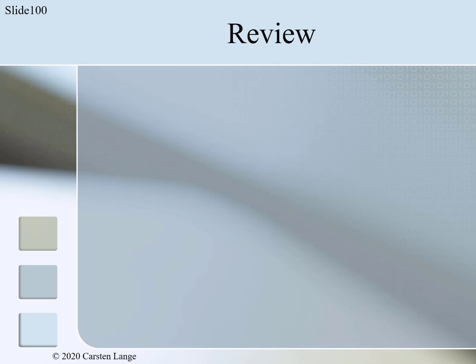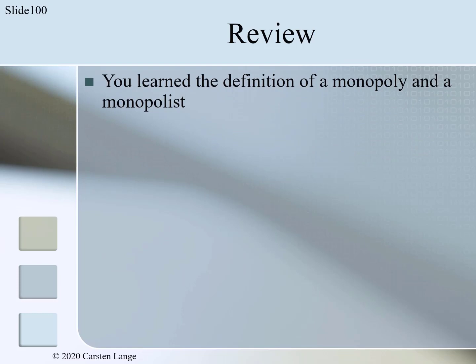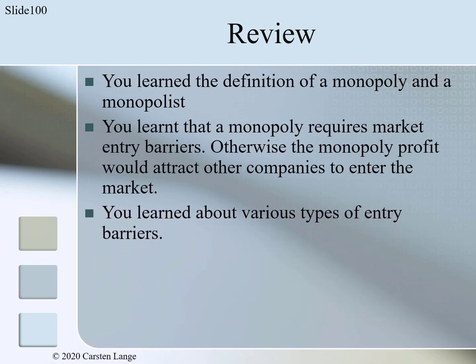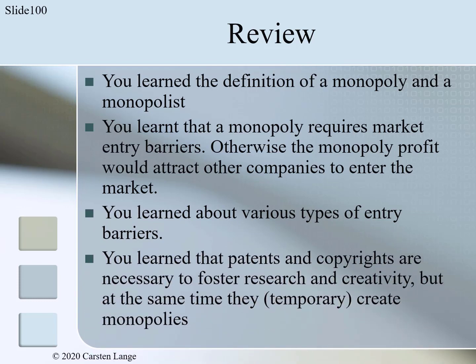What did you learn in this segment? You learned the definition of a monopoly as well as the definition of a monopolist. You also learned that a monopoly requires market entry barriers. Otherwise, the monopoly profit would attract other companies to enter the market. We covered various types of entry barriers, and you learned that patents and copyrights are necessary to foster research and creativity, but at the same time, they create a monopoly for the time the patent or the copyright was granted by the government.